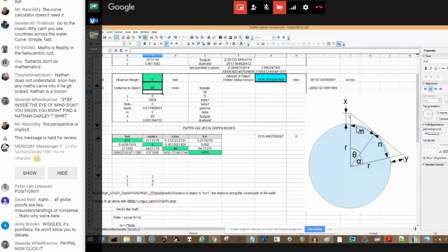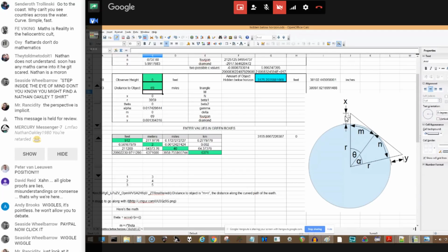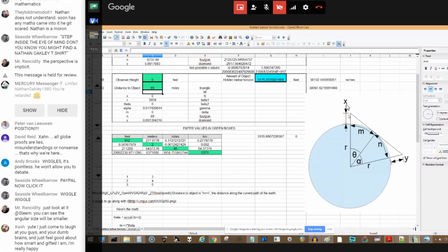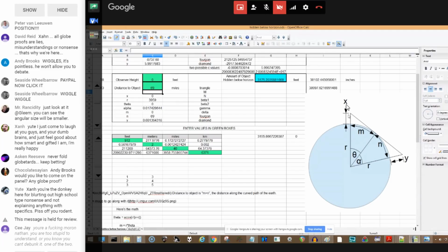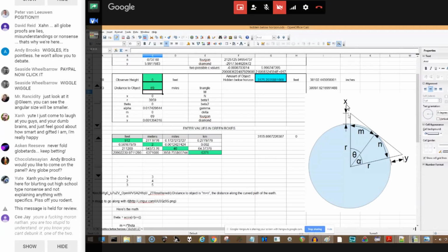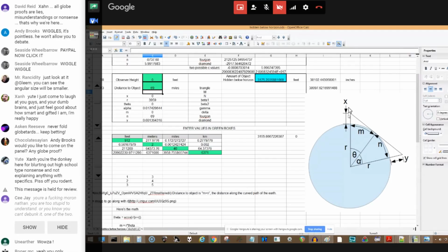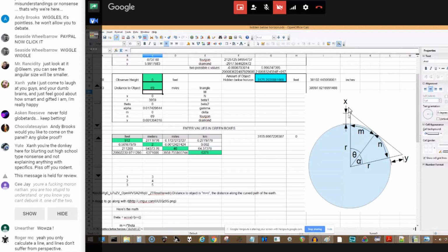It does represent how the eye works. You hijack perspective by telling the audience that this represents your eye. It doesn't, Wiggles. That's why I keep going on about it. I'm just going to have to keep repeating that it does represent the position of the eye. Well, we're not looking at the position of our eye. We're looking through the eye.